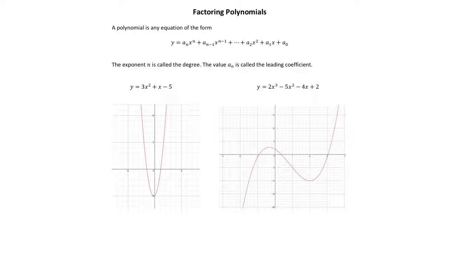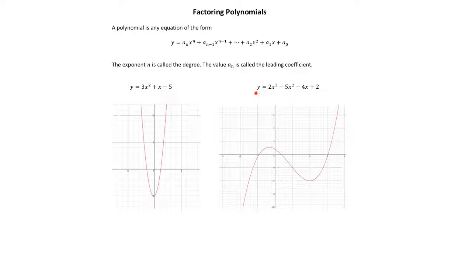A polynomial equation is anything of the following form written down here. And so below this definition, I gave us a couple of examples. So y equals 3x squared plus x minus 5 is an example of a polynomial. Essentially, you're taking powers of x and multiplying them by numbers, and then you're adding it all together.